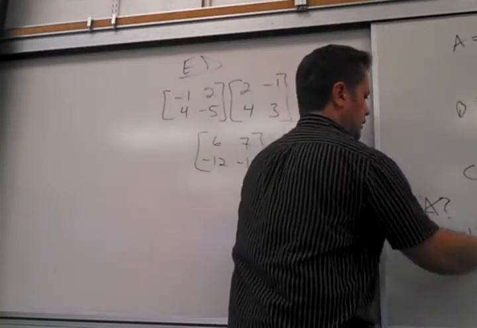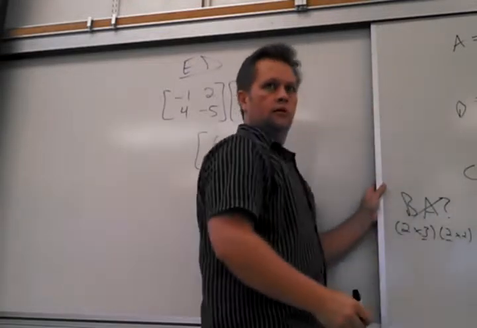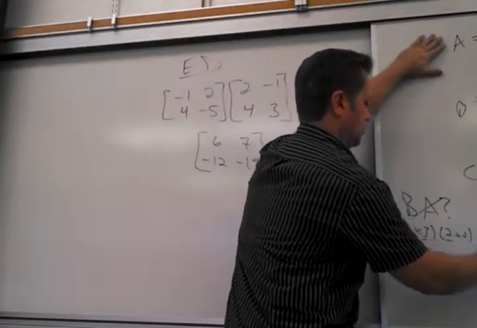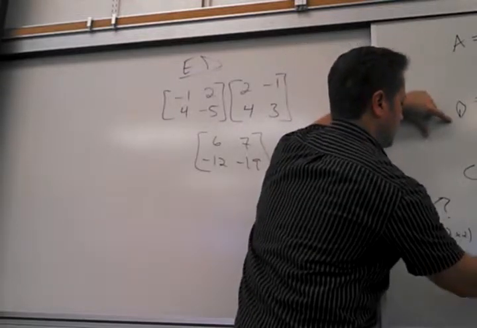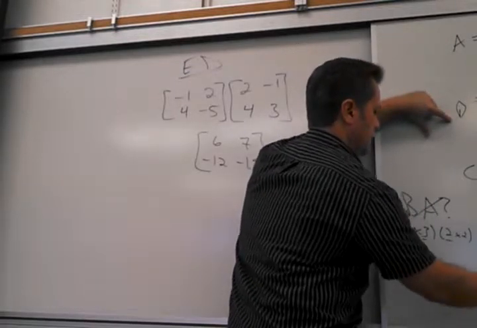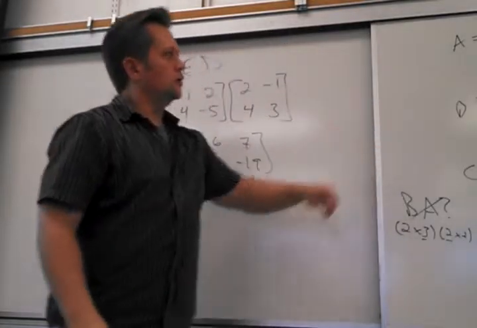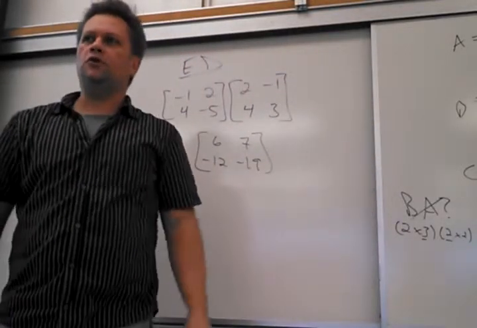But you could do A times B, or A times C, right? Because what would that be? That would be 2 by 2 times 2 by 3. That works. And how big is the answer going to be? 2 by 3. Cool. Excellent. Now do it. You told me you could.